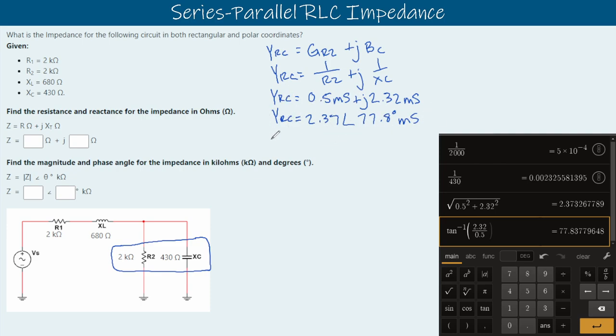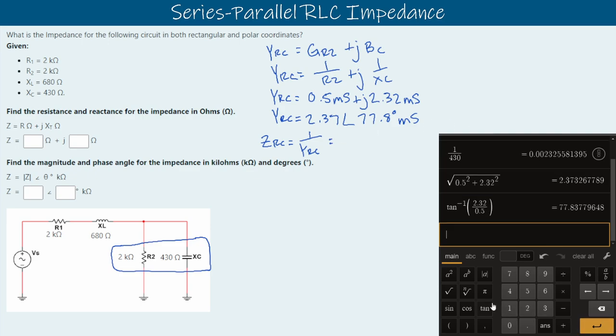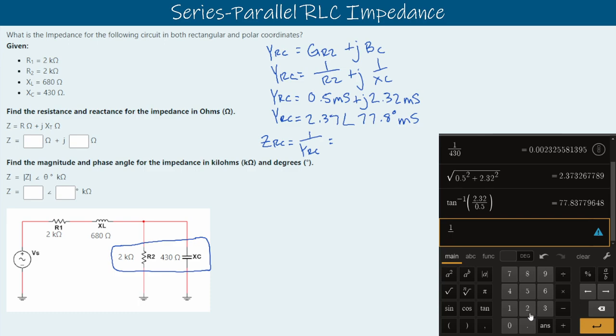And this is still in millisiemens, so we have to keep that in mind when we do this next stage here, which is getting to our Z value. Our Z of RC is equal to 1 over YRC. So we just need to invert it. So we'll say 1 over the magnitude that we got, which is 0.00237. That's out of the millisiemens into main Siemens, and that gives us 422 at an angle of, and we'll flip this phase angle here, so negative 77.8. That is now in ohms.